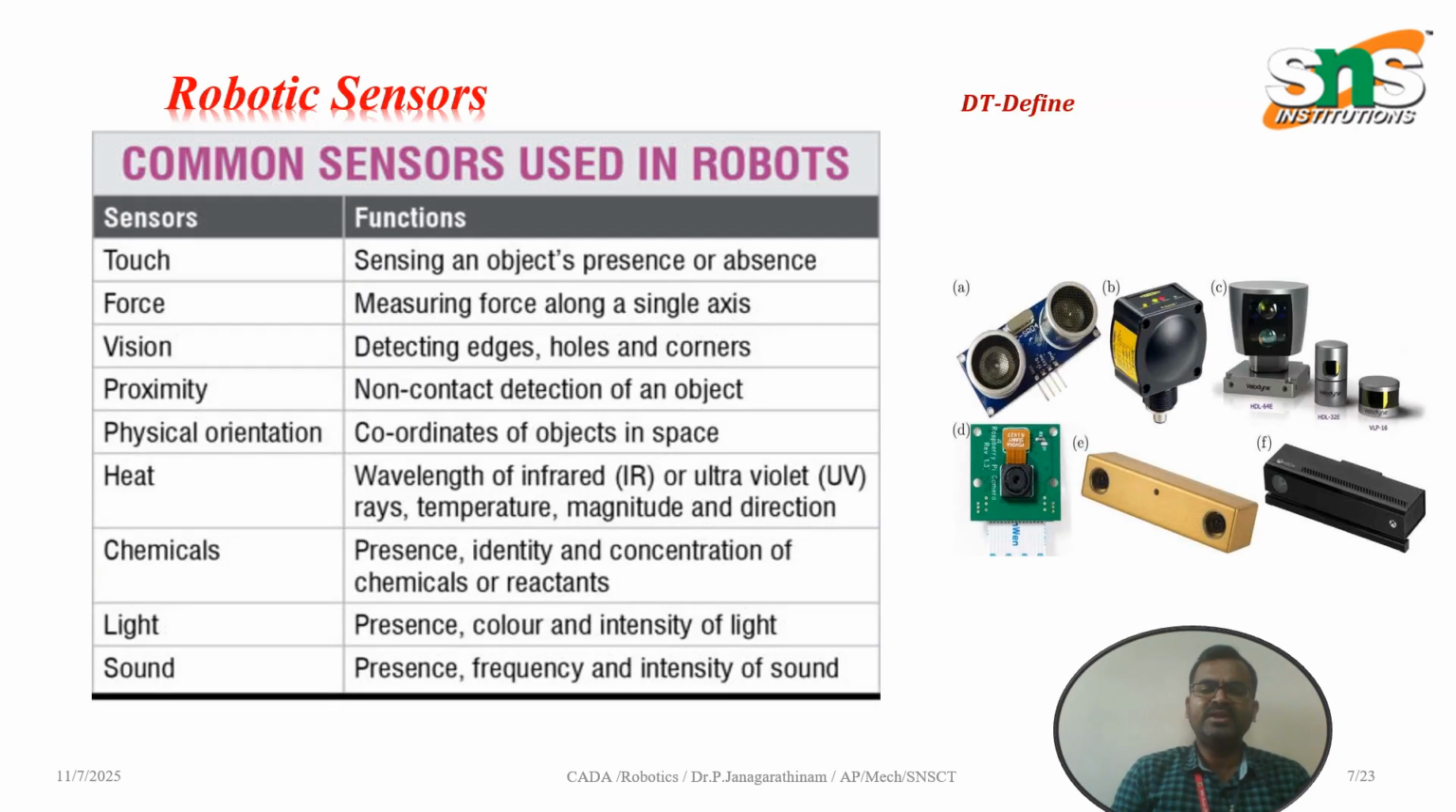The robotic sensors can be segregated into different types. To sense the presence or absence of an object, we use the touch sensor. A force sensor measures force along a single axis. Vision detects edges and holes of corners. Proximity sensors provide non-contact detection of objects. Other sensors measure physical orientation, heat, wavelength, ultrasound, temperature, magnitude, and direction. These are the common usages of sensors in our robotic systems.